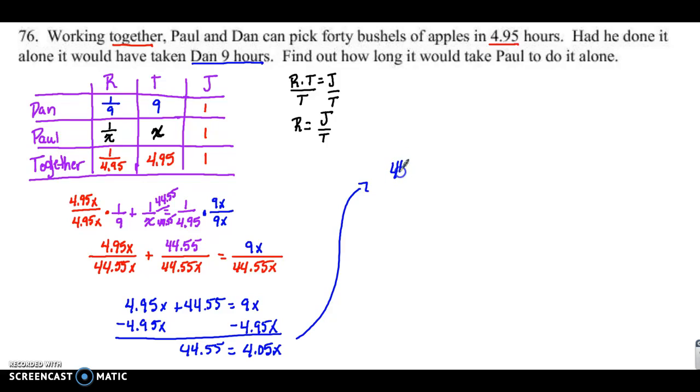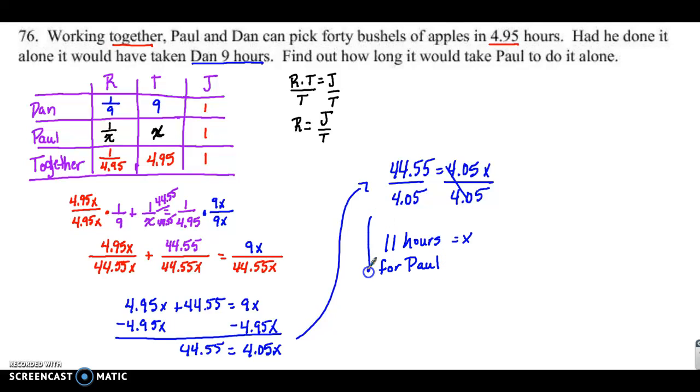So if I have 44.55 equals 4.05x, to solve, I'm going to divide by 4.05 to both sides, which gives me 11 hours. 11 hours for what? 11 hours for Paul if he were working alone. And that's what we would be looking for.